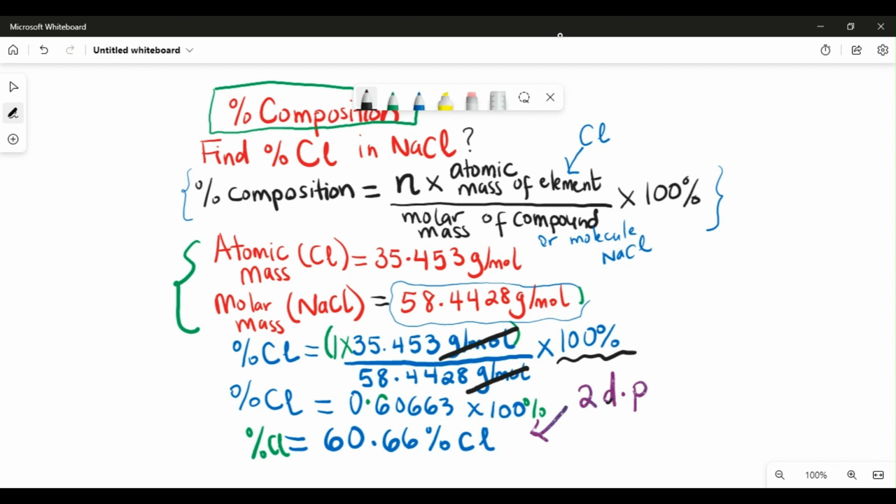So all of that, you end up with 60.66%, because we're multiplying by 100, we move the decimal twice and we end up with 60.663. But because we're going to be doing the answer in 2 decimal places, which is basically my standard in my videos, we're going to end up with just 60.66% chlorine in NaCl.